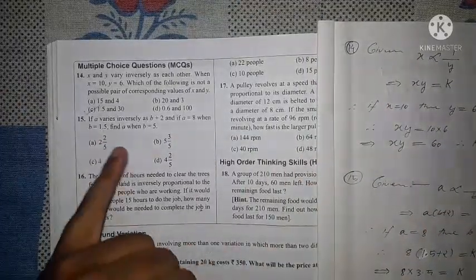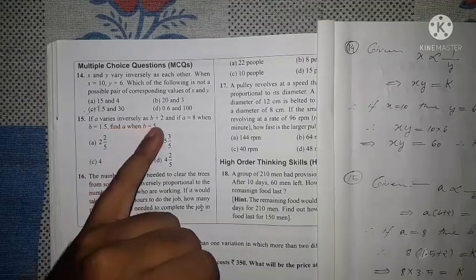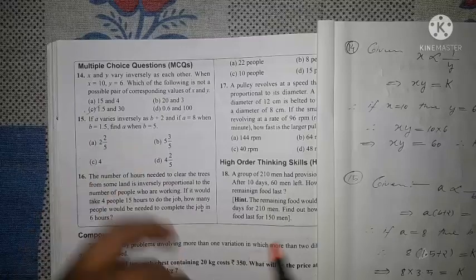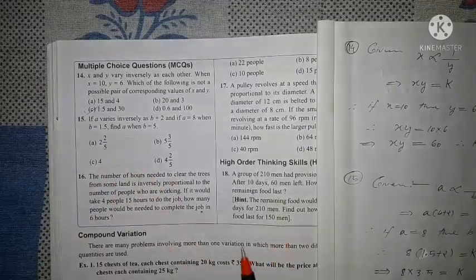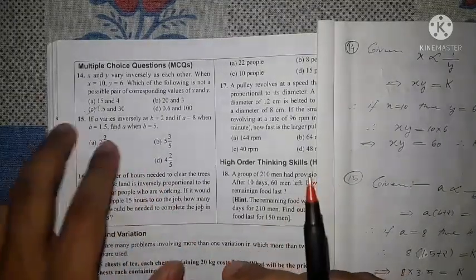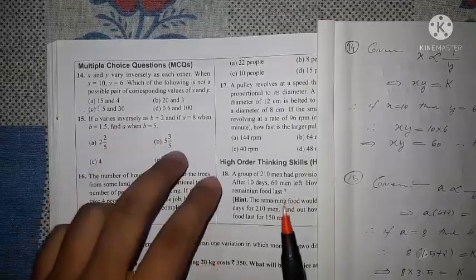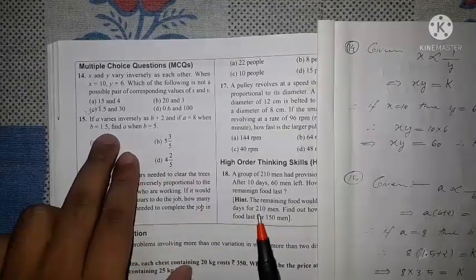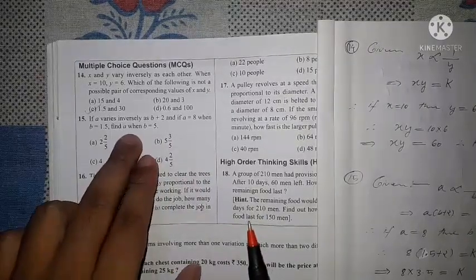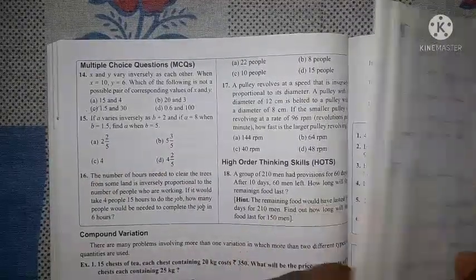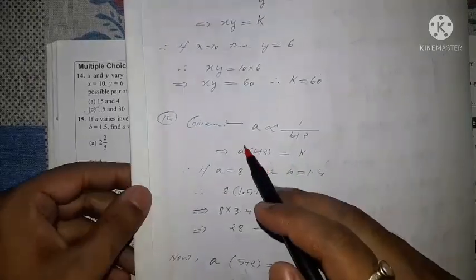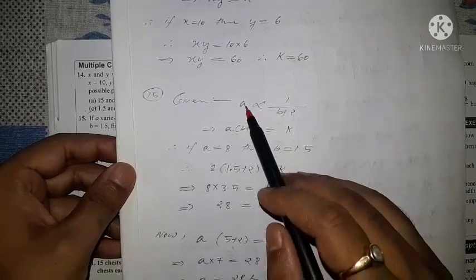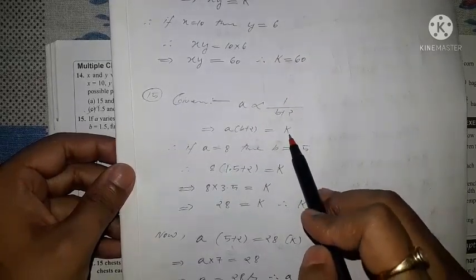Question number 15. It is given that A varies inversely as B plus 2, and A equals 8 when B is equal to 1.5. Then find A when B is equal to 5. So we need to find the value of A when B is equal to 5. A into 1 by B plus 2 is equal to K, where K is a constant.